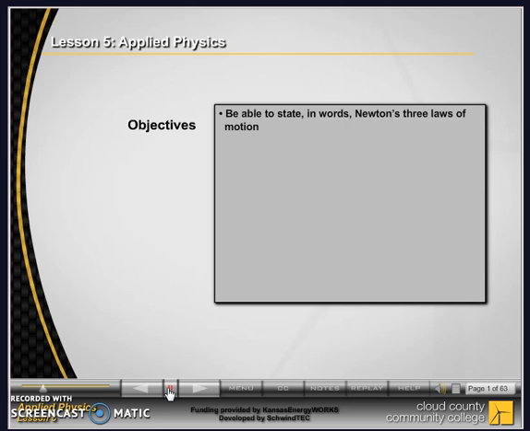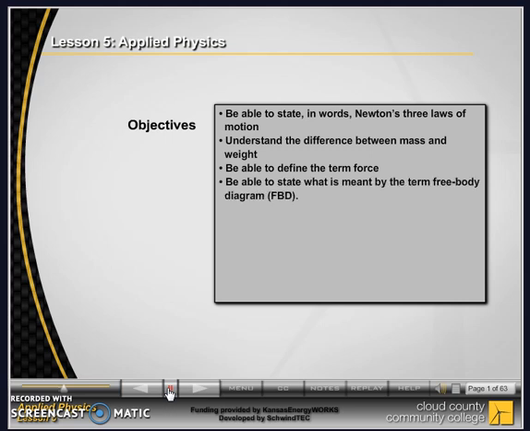Be able to state in words Newton's three laws of motion. Understand the difference between mass and weight. Be able to define the term force. Be able to state what is meant by the term free body diagram, or FBD.